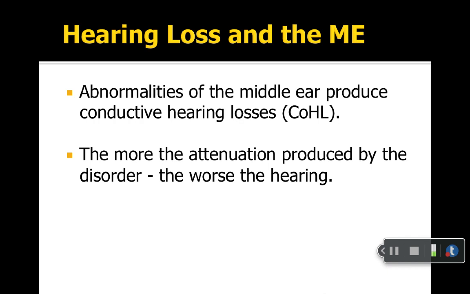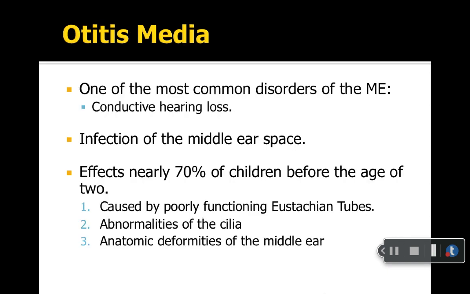Any abnormalities or hearing loss in the middle ear are going to produce conductive hearing losses. So the outer ear abnormalities produce conductive hearing losses. Middle ear abnormalities produce conductive hearing losses. The worse the disorder, the worse the hearing. So the most common type of middle ear disorder that I'm sure many of you have had is called otitis media. So otitis, if you remember, is an infection of the ear, and media means middle. So it's one of the most common disorders of the middle ear. It produces a conductive hearing loss, an infection of the middle ear space, otitis media.